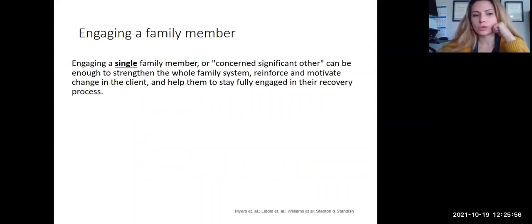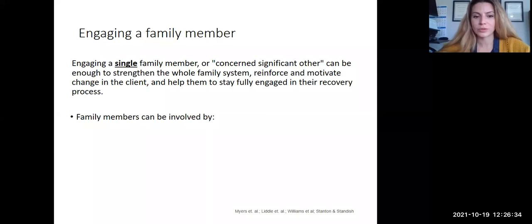So what are some things that you can do? Well, keep in mind, you don't have to necessarily reach the entire family. The data is really clear: engaging even just a single family member or concerned significant other. Remember, they don't have to be biologically related to the patient, but however they're defining that CSO, engaging just one of them can significantly strengthen that entire social network, that entire system, and reinforce and motivate the patient so that they can stay engaged in recovery. And we know that the longer they stay engaged in the recovery process, the more likely they are to have a positive prognosis and positive outcome from those interventions.